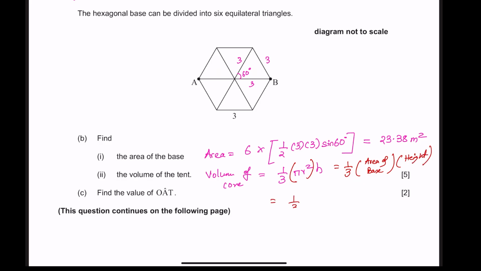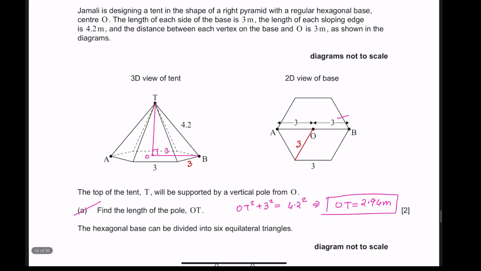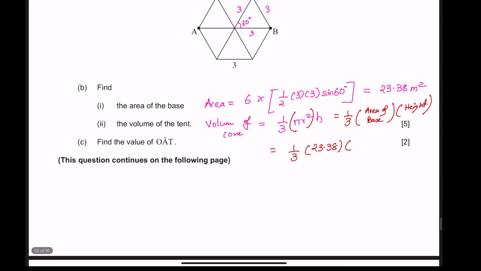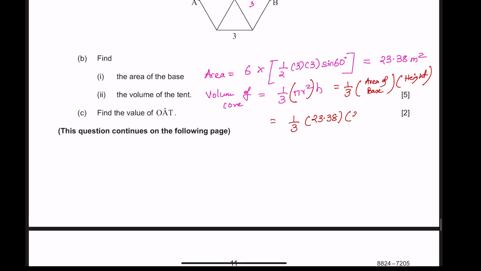So this becomes 1/3 area of base is 23.38, and the height of this cone is the height of the tent, OT, which is 2.94, which we found in the last part. And if I simplify this, the volume of the cone comes out as 22.91 meter cube. That's all about part B.